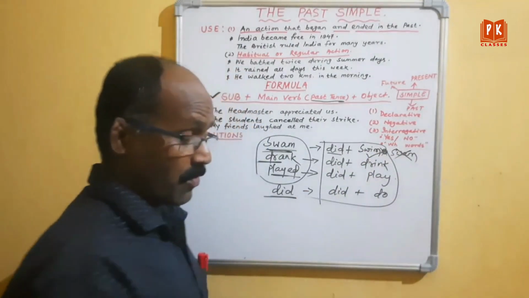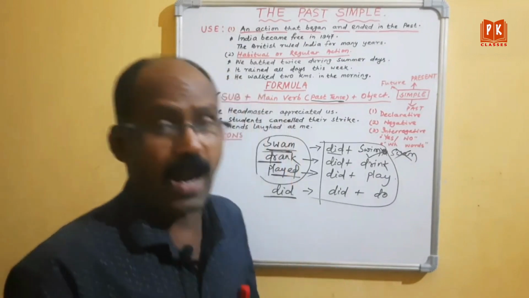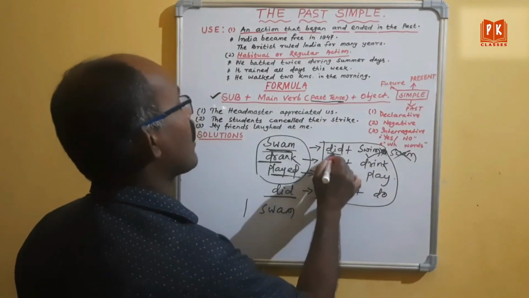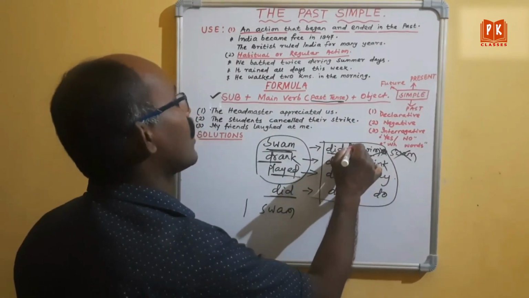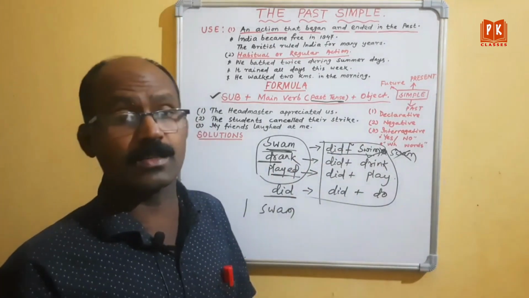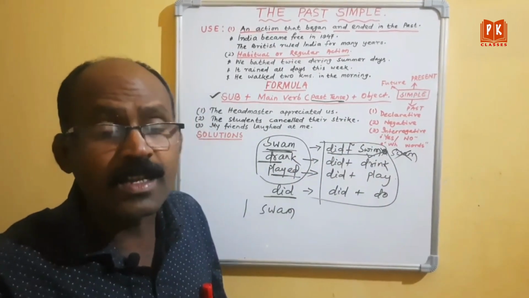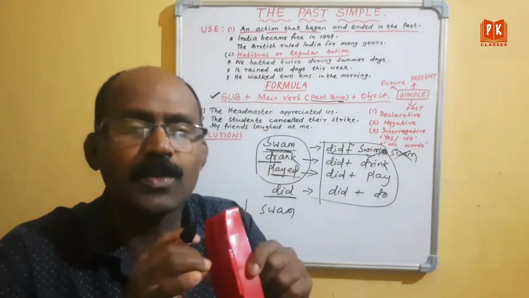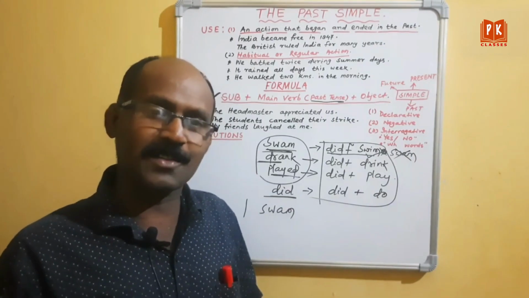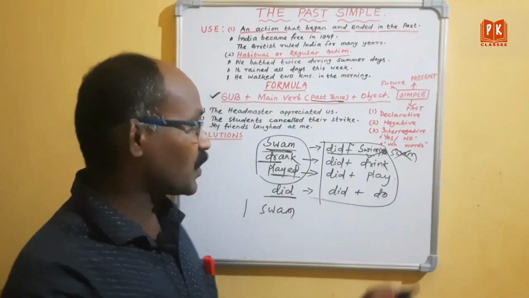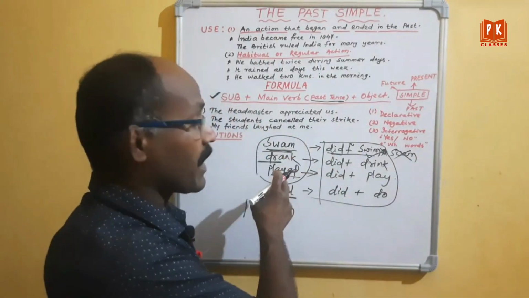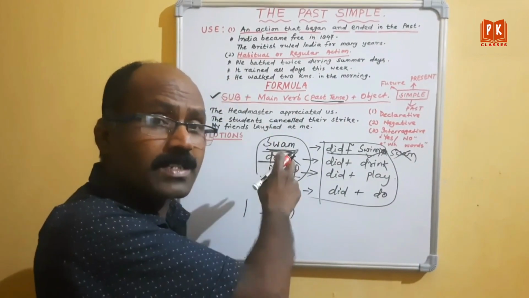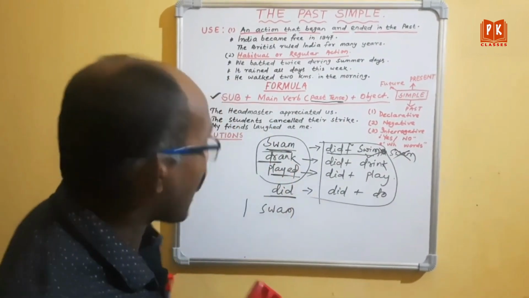Suppose we are going to make a sentence negative, for example, I swam. Already I have told you, swam means did plus swim. In between use not: I did not swim. That should be the answer. But sometimes the students write I did not swam. That means the sentence is wrong, purely grammatically wrong. Did you get my point? Now this is the formula. You kept it in your mind while we read present simple, and in past simple the same formula we are going to apply.